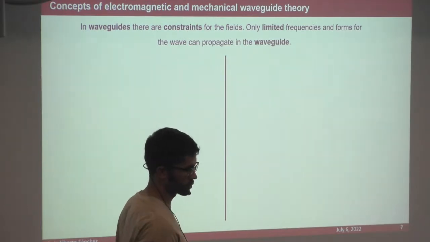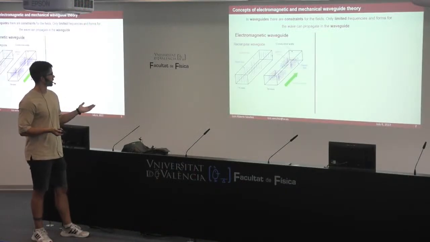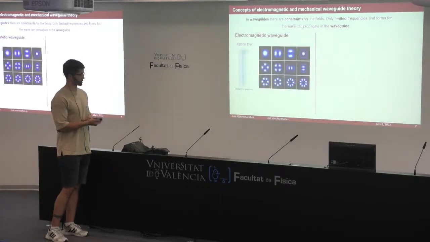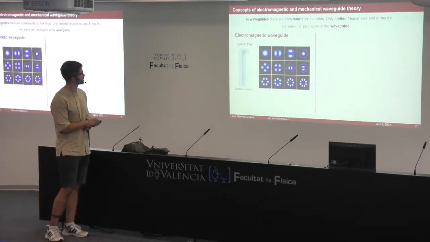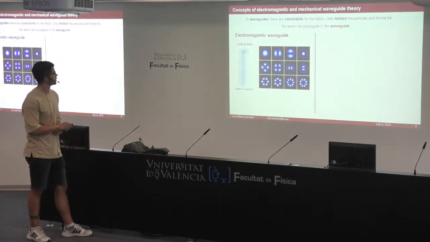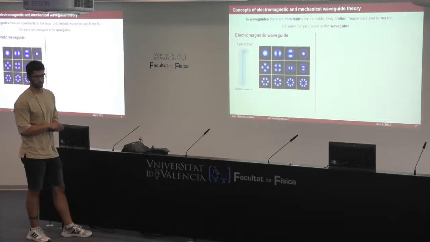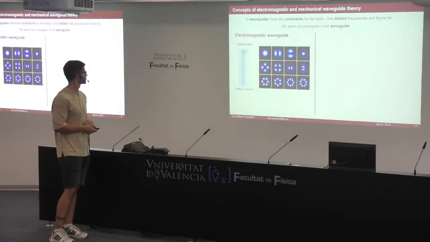The same happens with electromagnetic and mechanical waves. For example, this is a rectangular waveguide with conductive walls. An optical fiber is also a waveguide. Here you can see the intensity fields of light inside of the optical fiber. As you can see, they have really different shapes, and they can only propagate in these shapes. They cannot propagate however they want.